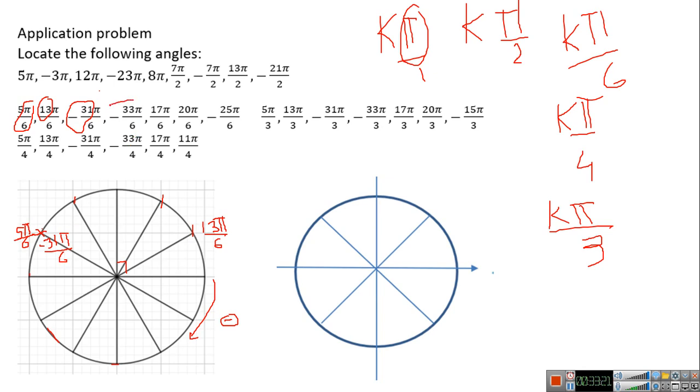Here I want minus 33 pi over 6. This is minus 31, minus 32, minus 33. Here minus 33.